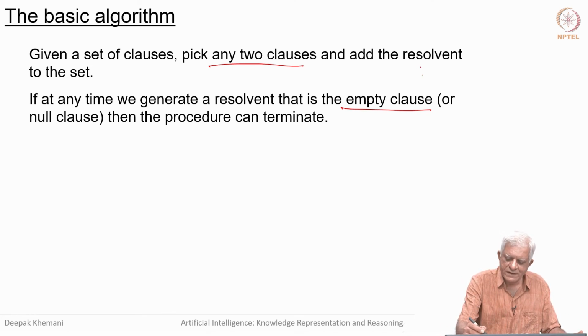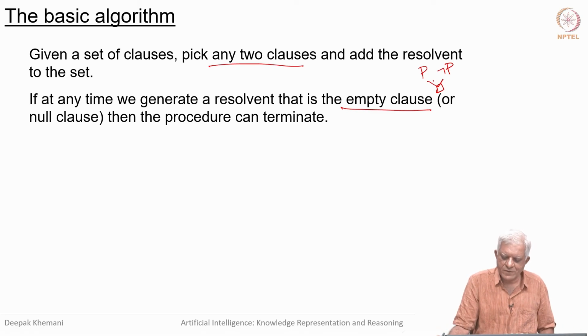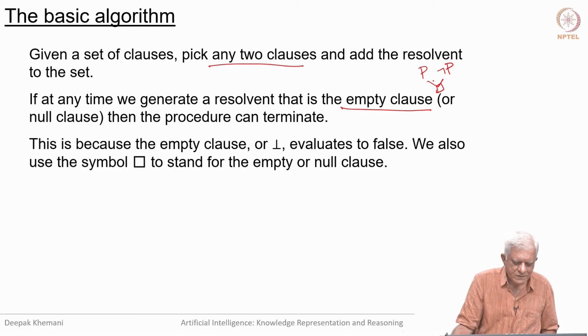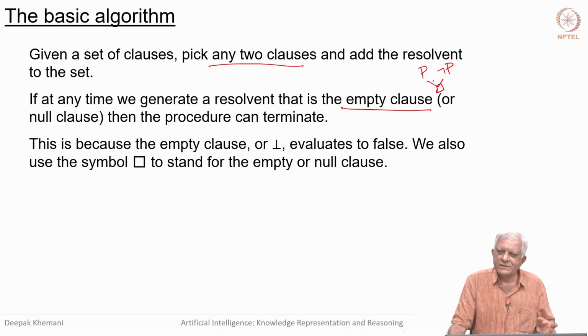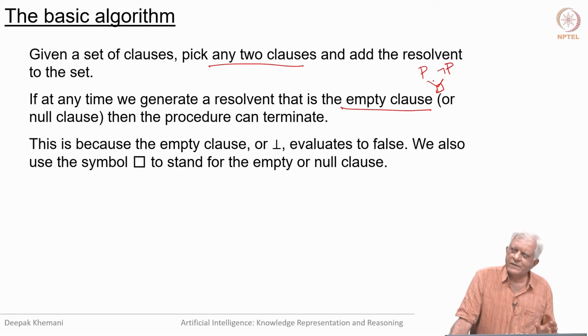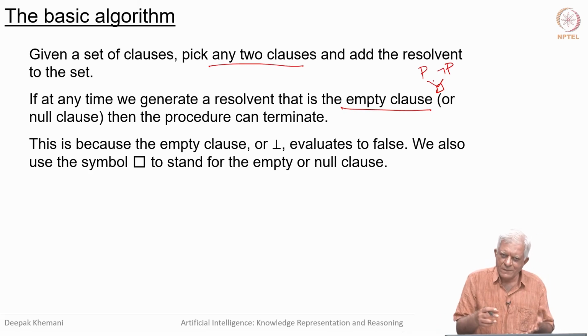We could generate it if we had P, and if we had not P, then we would generate the empty clause. We often denote the empty clause by a box, if we are using the graphical notation. And the empty clause is known to evaluate to false. So, what does that mean? It means that we have reduced the formula to a contradiction, or we have shown that our formula is a contradiction, and that is why the method is called the refutation method: you add the negation of the goal and then show that it leads to a contradiction.